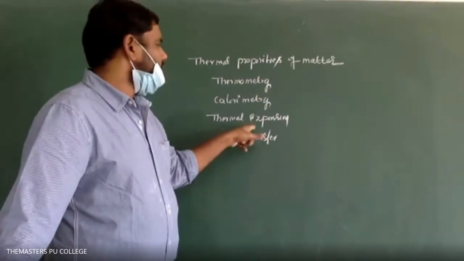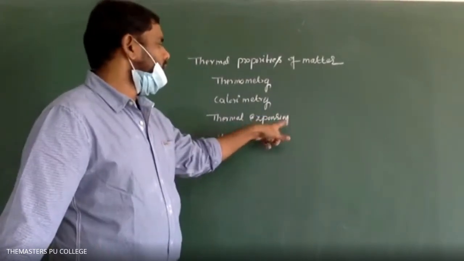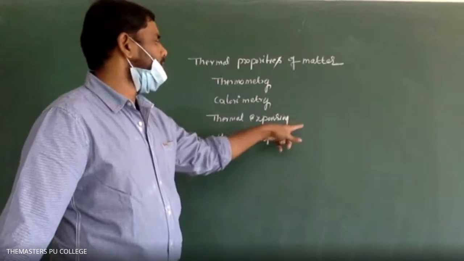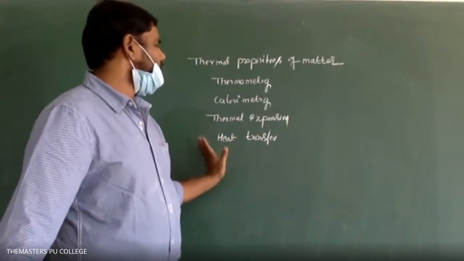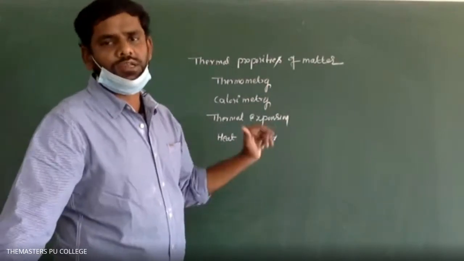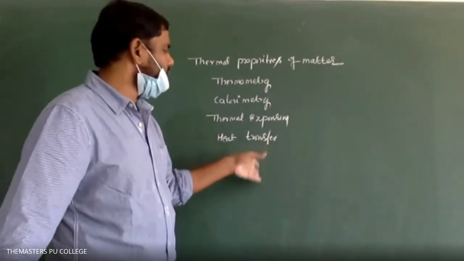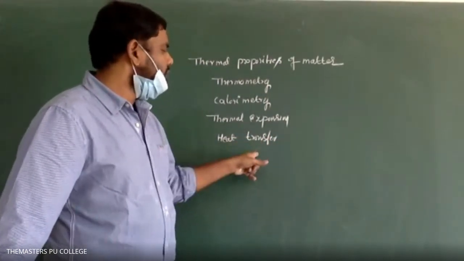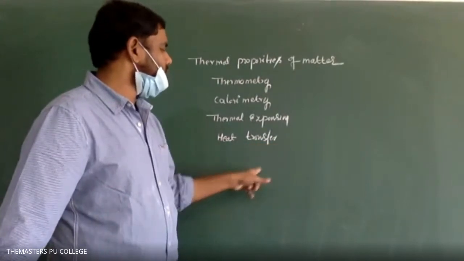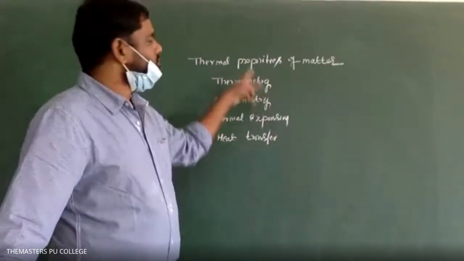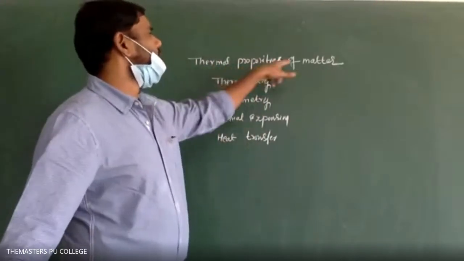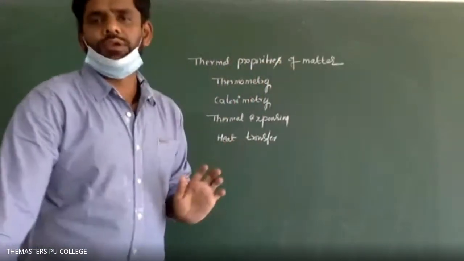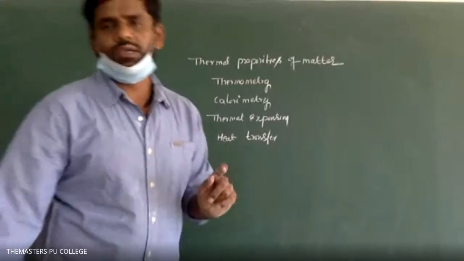Here we will discuss expansion of solids, expansion of liquids, and expansion of gases. Next, heat transfer: in what way heat is transferred from one place to another. There are three ways to transfer heat: conduction, convection, and radiation. With these subtopics, we are going to close this chapter called thermal properties of matter. Parallelly, we can focus on JEE numericals also.